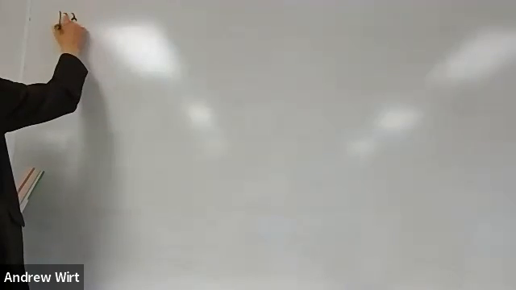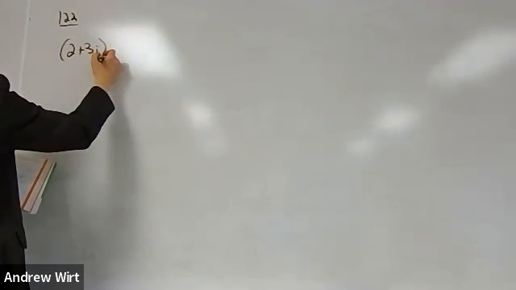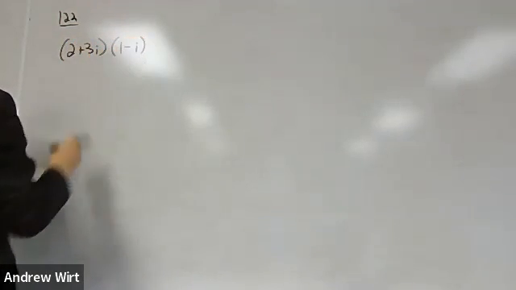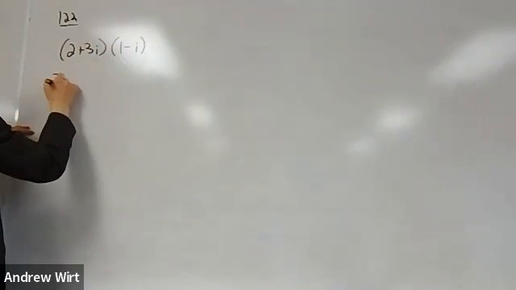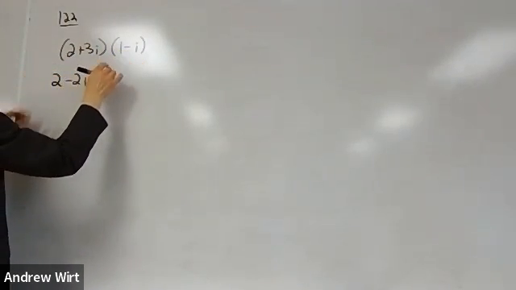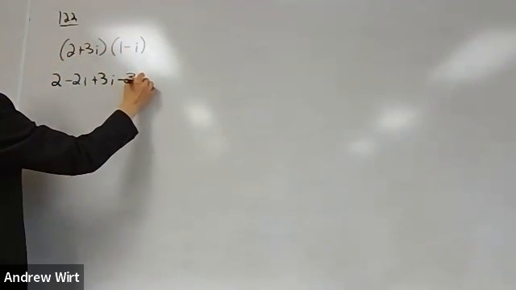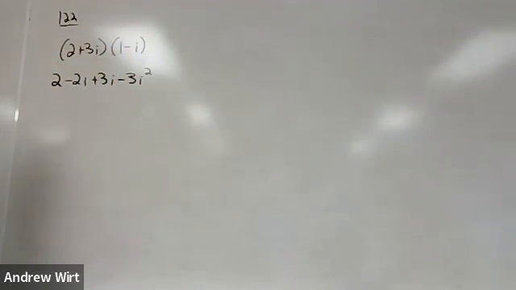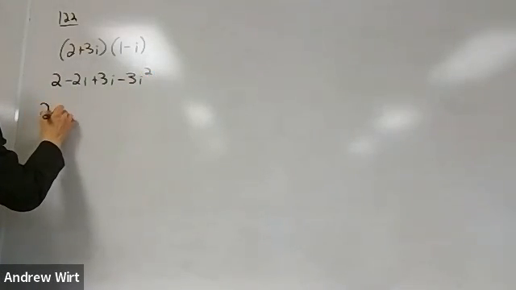122. We have two binomials multiplied, so we're going to FOIL. First, 2 times 1 is 2. Outside, negative 2i. Inside, plus 3i. Last, minus 3i squared. You can combine these two middle terms and then turn i squared into a negative 1.